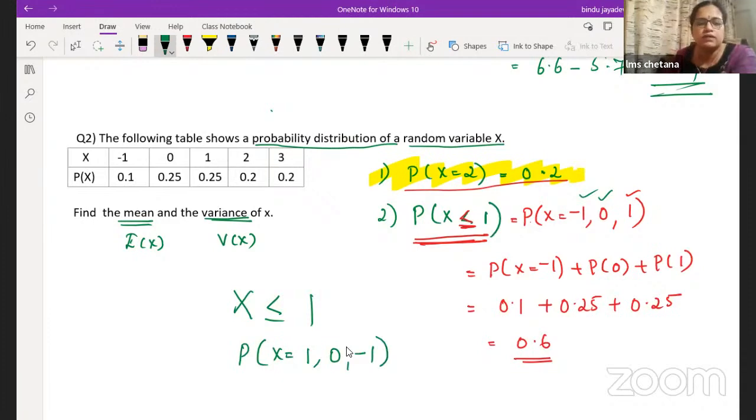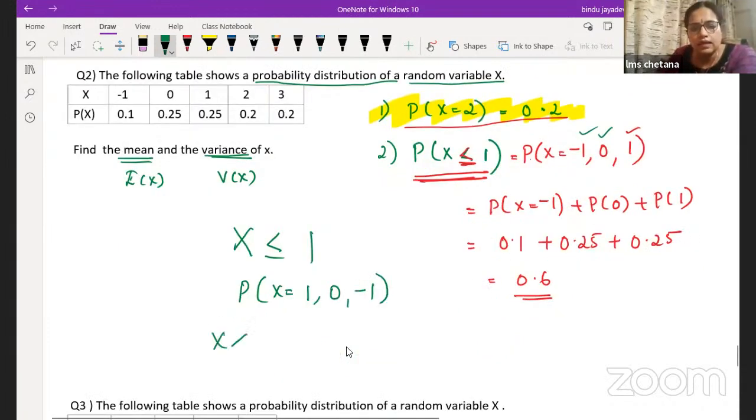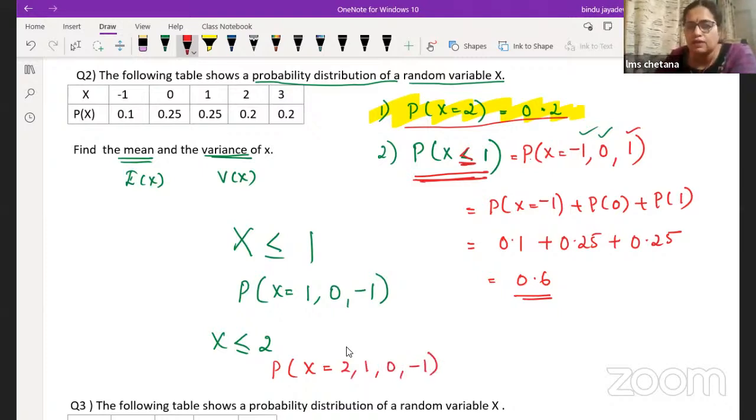Now, for example, if I tell you x less than or equal to 2, in that case which values will come? X is equal to 2 and less than. That means which numbers will come? 2 will come, 1 will come, 0 will come, minus 1 will come. Because see the table, which values are less than 2, right? Now you clearly know because we did it in linear programming. This is less than. Okay.